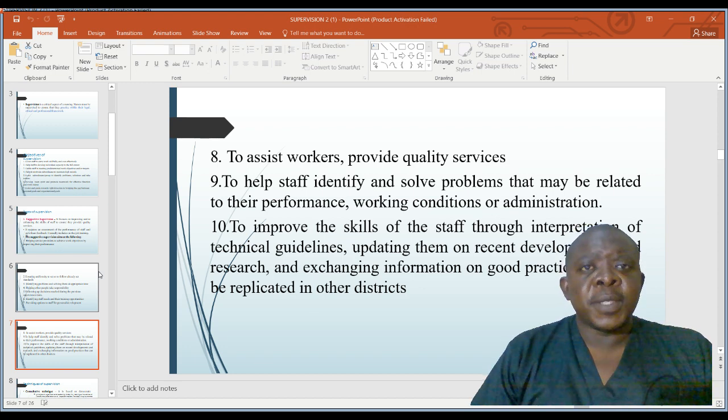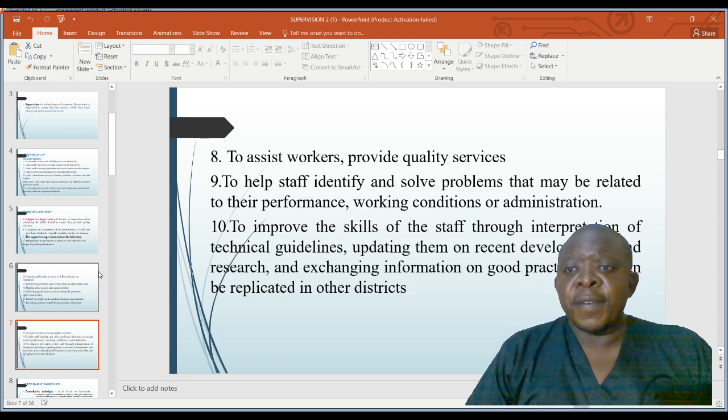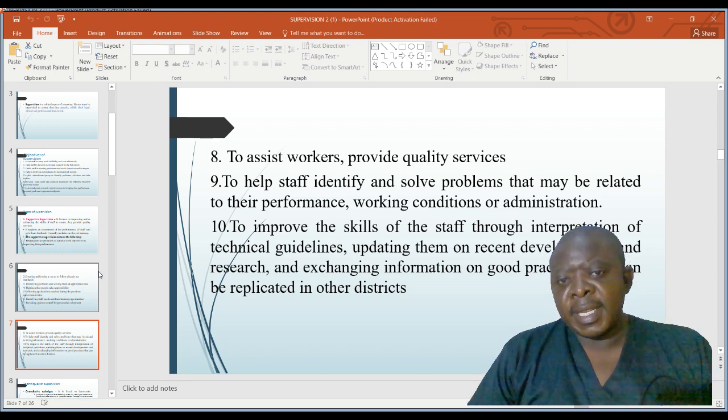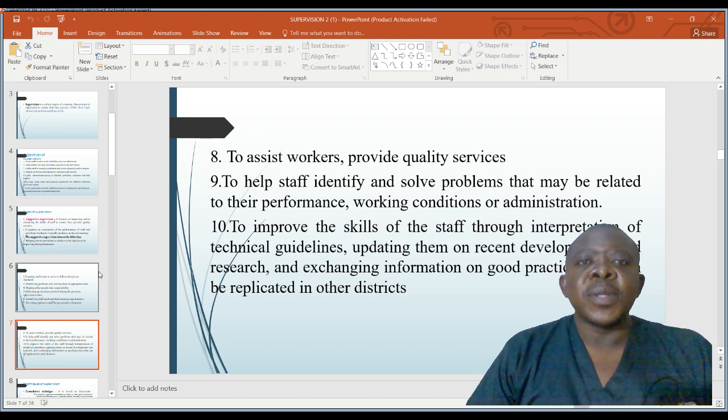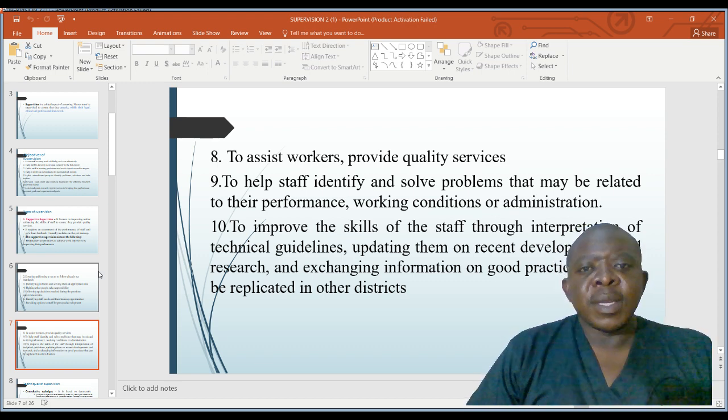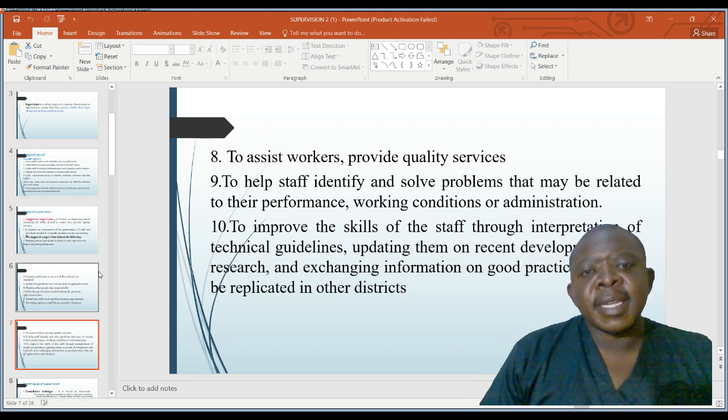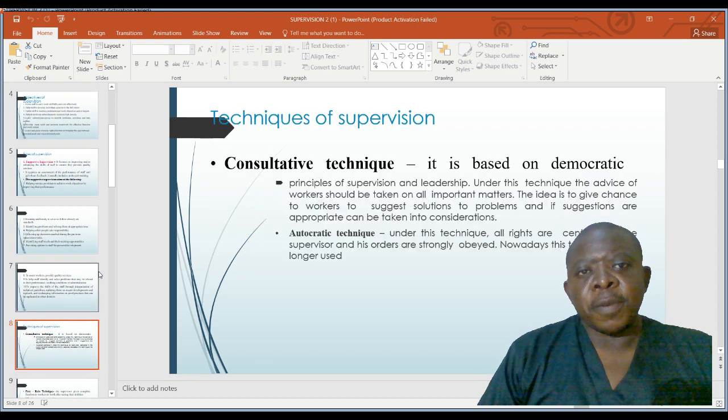The tenth objective of supportive supervision is to improve the skills of the staff through interpretation of technical guidelines, updating them on recent development and research, and also exchanging information on good practices that can be replicated in any other district. So when talking about supportive supervision, you can always think of the district or the province coming to support you at the clinic through what they call technical support. Okay, so that is technical support supervision.